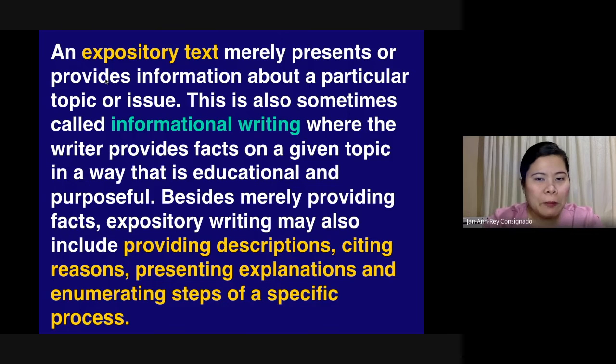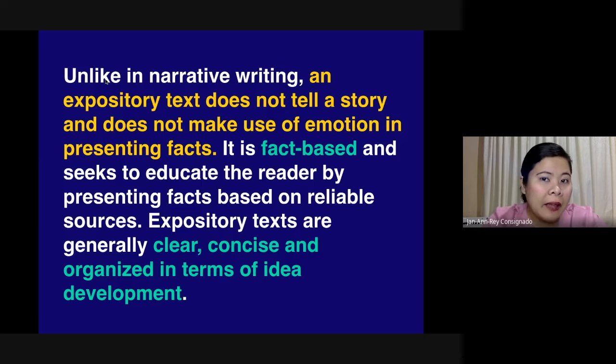Besides merely providing facts, expository writing may also include providing descriptions, citing reasons, presenting explanations, and enumerating steps of a specific process. Unlike in narrative writing, an expository text does not tell a story and does not make use of emotion in presenting facts. It is fact based.